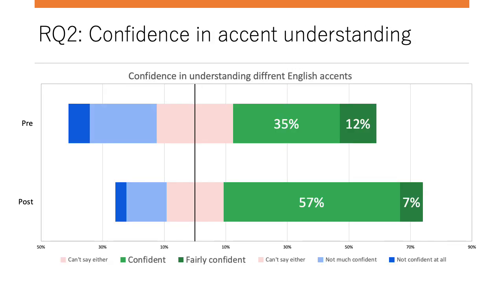The second research question was about student confidence in understanding different English accents. Although statistical significance is not established, more students felt confident in understanding different accents in English after they'd engaged in this activity for 2 semesters.